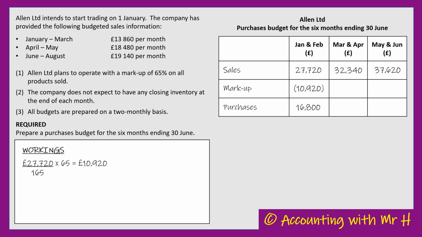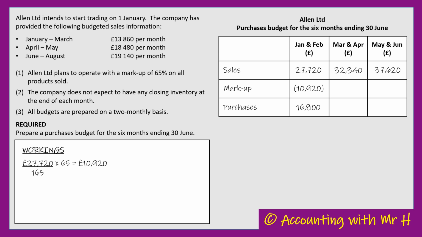Just a couple of things to consider here. One, purchases is always shown at cost. Hopefully you'll know the rule about inventory is always shown at cost, or NRV if that's lower, net realisable value. But purchases is a cost figure, whereas sales, that includes a markup figure. So that's why we're making this adjustment. The purchases budget, we need this last row to be at cost, not at selling price.